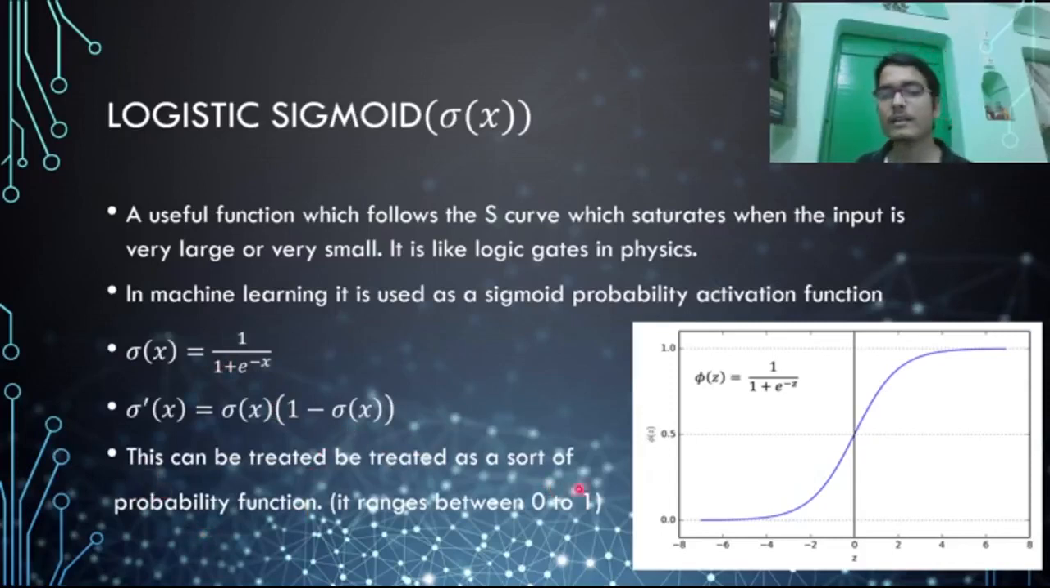It ranges from 0 to 1, and probability also ranges from 0 to 1, but it is not exactly the same in the way that the sum of all the probabilities at a point is 1, but here it may not be 1 at all the points. The sum may not be 1, right? But it is a sort of probability function which is used to predict classes, the classes being 0 and 1.